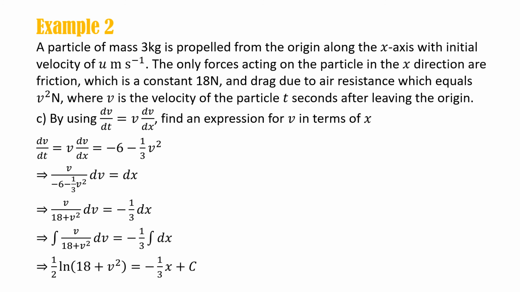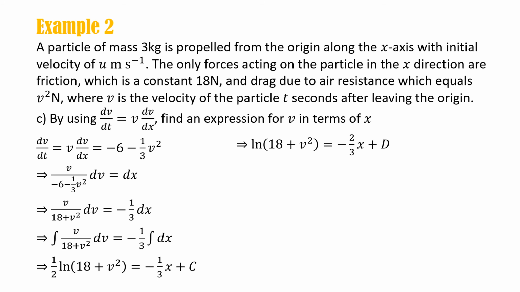So to get rid of that half, let's multiply both sides by 2. And now we've got the natural log of 18 plus v squared is equal to negative 2/3 of x plus d. Because we've got twice the constant c, we're just calling it another constant d. Remember, the letter isn't overly important. Now we want to get rid of the natural log on the left-hand side. The way we do that is we're going to raise both sides to the power of e.